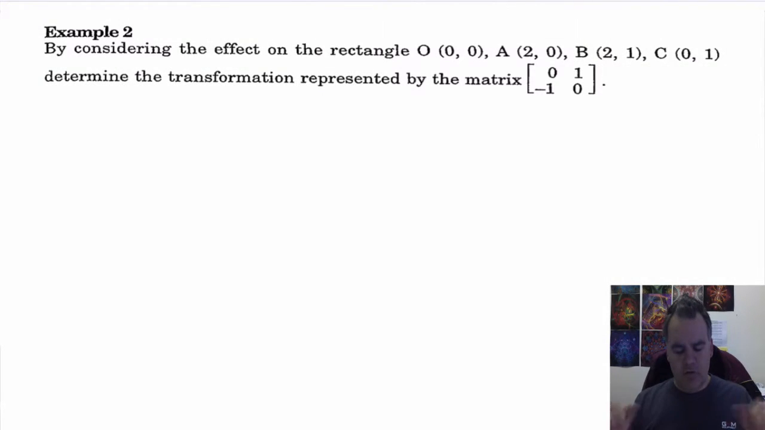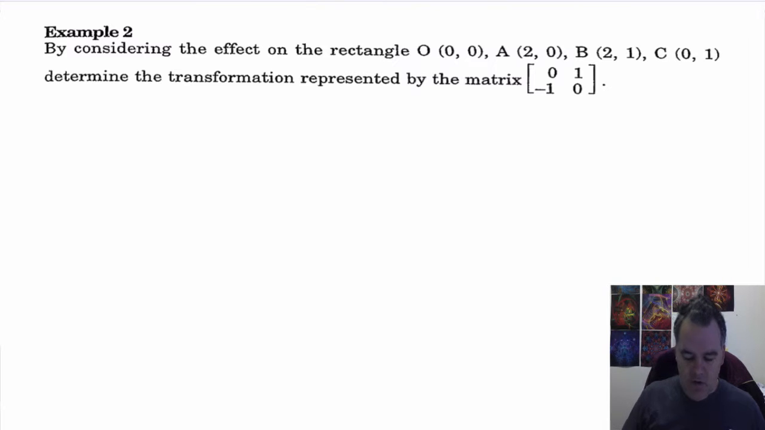Okay, looking at example 2 here: by considering the effect on that rectangle, determine the transformation represented by that matrix. I'd like to show you a different way also of finding out what the transformation is just given the matrix. I don't know these off by heart, but I know a way to work them out each time. So I'm going to show you the way that you can work them out each time.